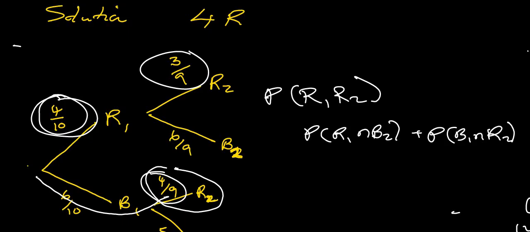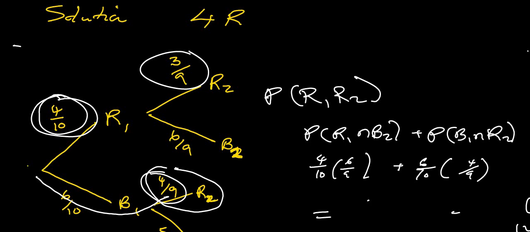Multiply 4 over 10 times 6 over 9. 4 over 10 times 6 over 9. That's what you need to do. Then plus B1, which is 6 over 10, then times the red one is 4 over 9 again. So just get your answer here. Your answer here will be 8 over 15. So just the usual probability that you learn.